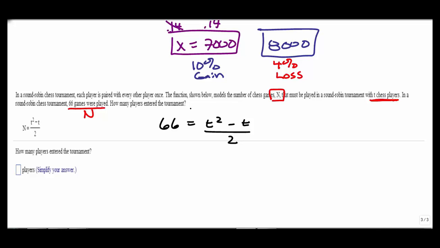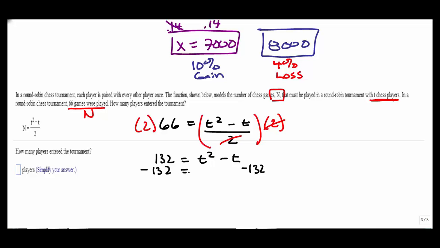So I would just solve this like a quadratic equation. Well, it's not quite in standard form yet. I'd clear the fraction by multiplying through by 2. And of course, on the right-hand side, those 2's cancel. On the left-hand side, I have 66 times 2, which is 132, equals t squared minus t. I'd subtract the 132 from both sides because I need to get this set equal to 0. And I have t squared minus t minus 132 equals 0.